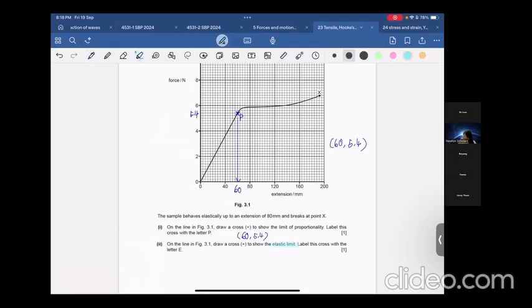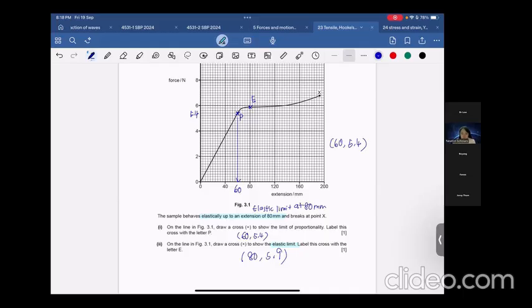Teacher, how do I know? Elastic up to extension 80 mm. That means what? Elastic limit at 80 mm. Okay, so this is the point. Here we have to label somewhere here. This is your elastic limit. So how do I know where the elastic limit is? They told you it is elastic up to an extension of 80 mm.